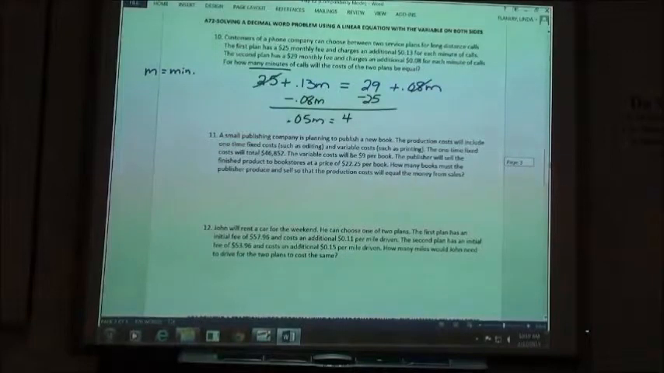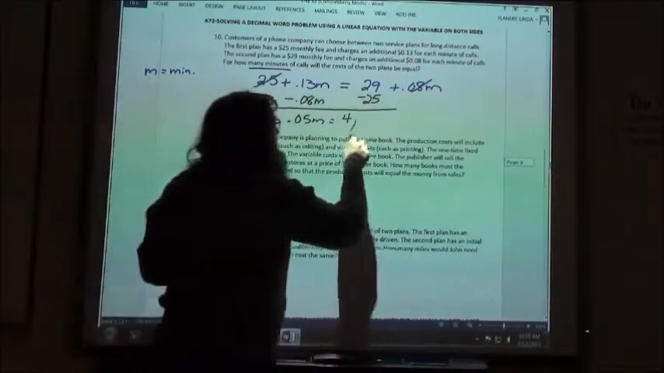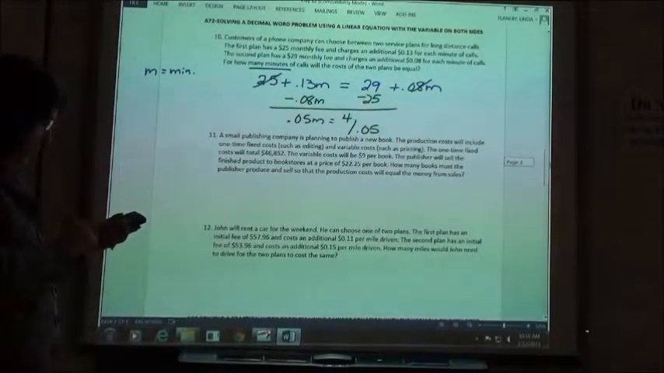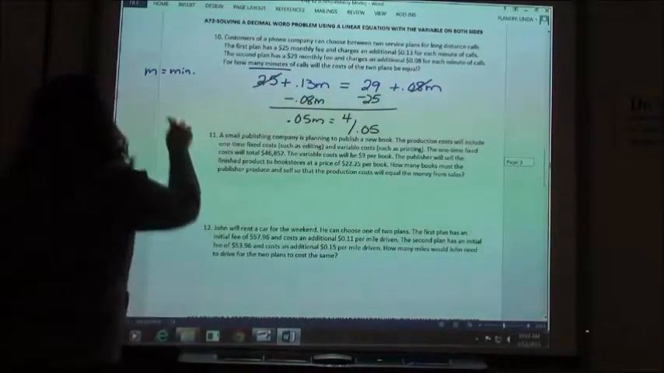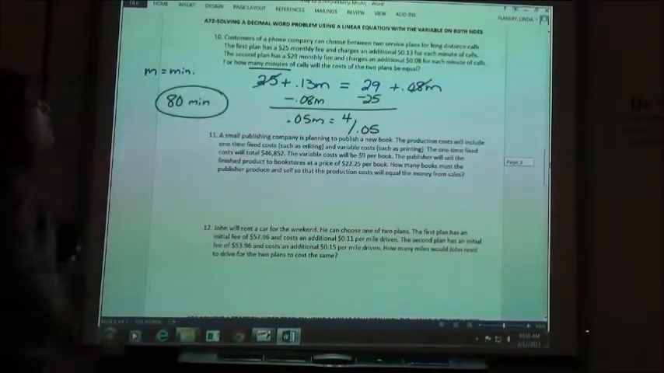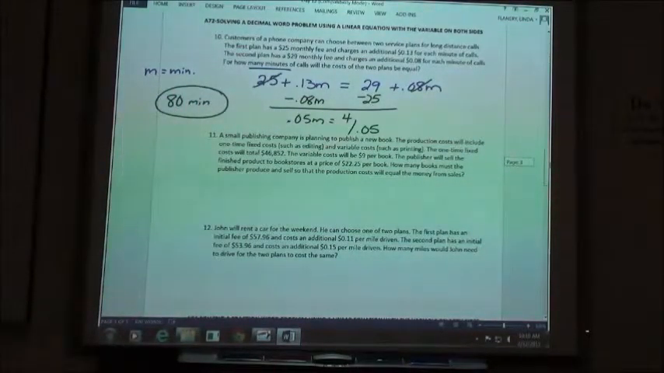To go ahead and solve that, I'm going to divide by my 5 cents. So 4 divided by 0.05 gives me 80 minutes. If we talk on the phone for 80 minutes, each of those two plans will cost me exactly the same thing.